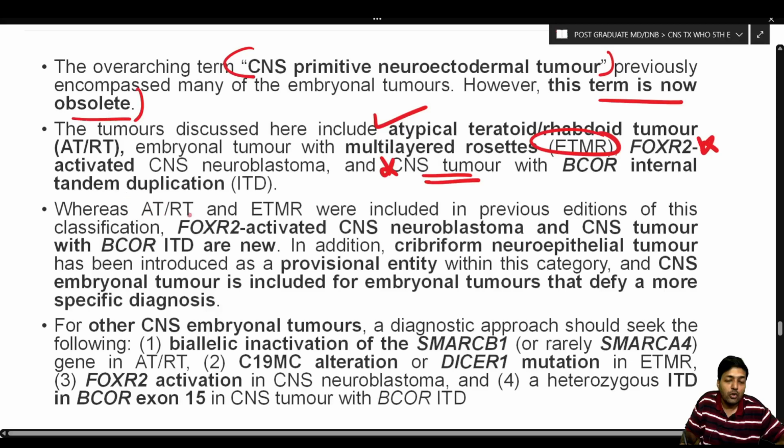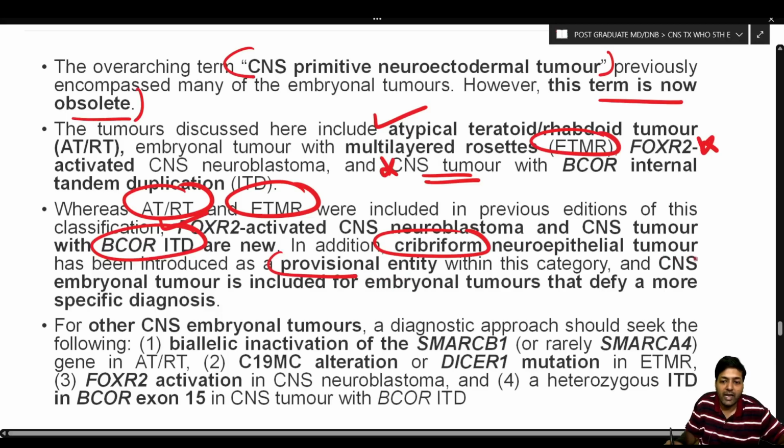Now, whereas ATRT and ETMR were there in the previous edition, FOXR2 activated and CNS tumor with BCOR ITD are new, as I already said. In addition, cribriform neuroepithelial tumor has been introduced as a provisional entity within this category, and CNS embryonal tumor is included for embryonal tumors that defy a more specific diagnosis. Okay, CNS embryonal tumor NOS, or NEC, whatever.